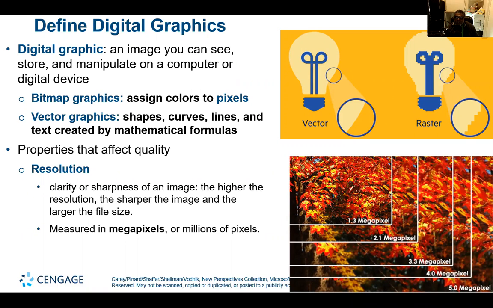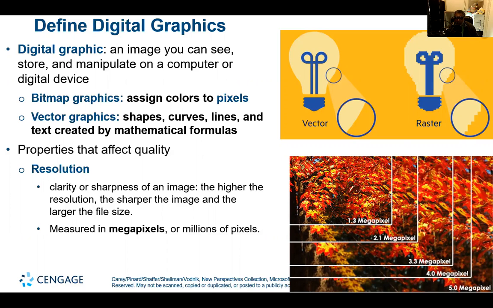Digital graphics, an image that you can see, store, manipulate on a computer or digital device. Bitmap graphics assigns colors to pixels. And vector graphics are shapes, curves, lines, and text created by mathematical formulas. This means that when you use vector graphics, no matter how large you get, the color and the shapes will stay true. In a bitmap, the larger you get, the more you're able to see the pixels, and that takes away from the overall effect.